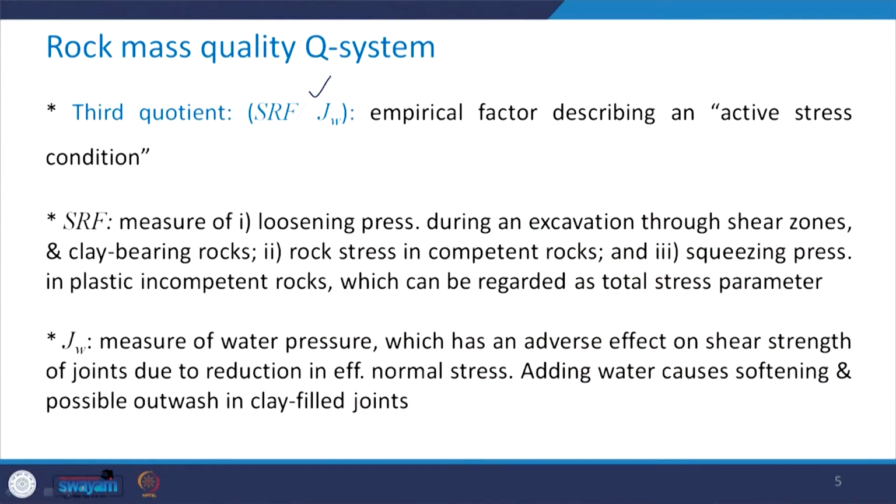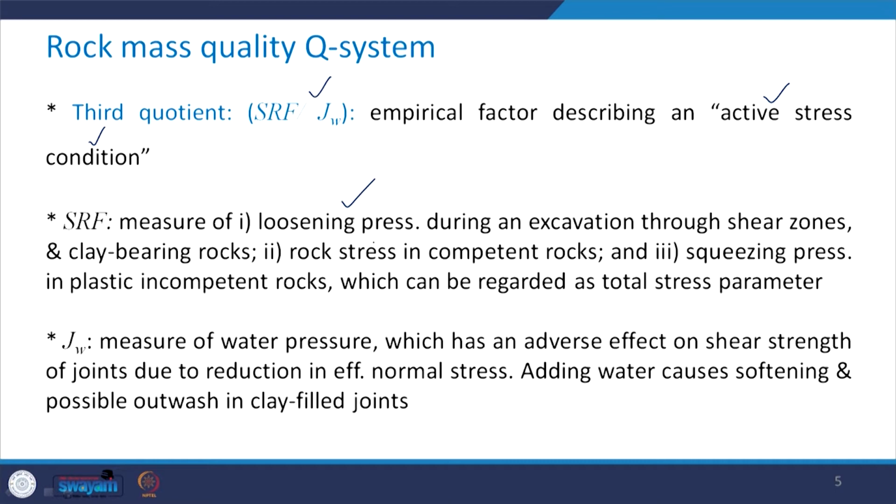Now, the third quotient is Jw upon SRF. It is an empirical factor which describes an active stress condition. I mentioned to you that this SRF is a measure of loosening pressure during an excavation through shear zones and clay bearing rocks.